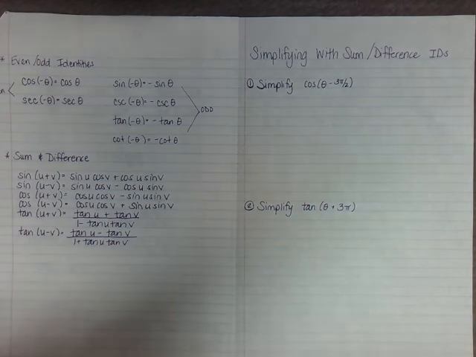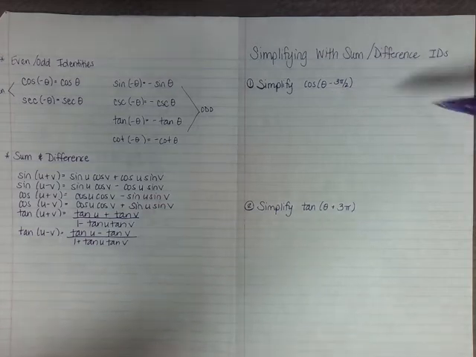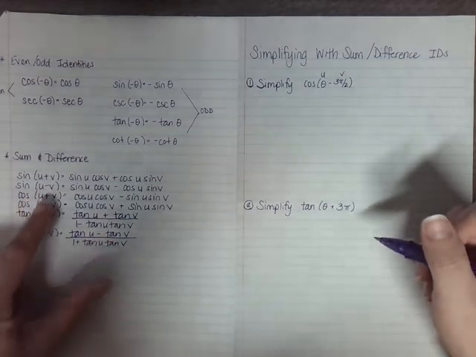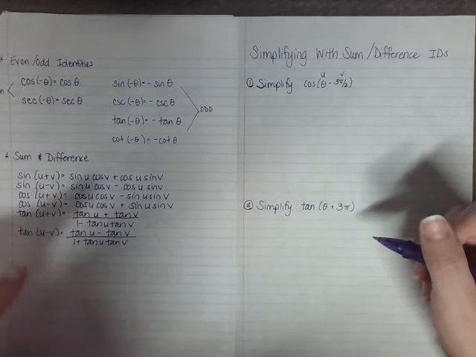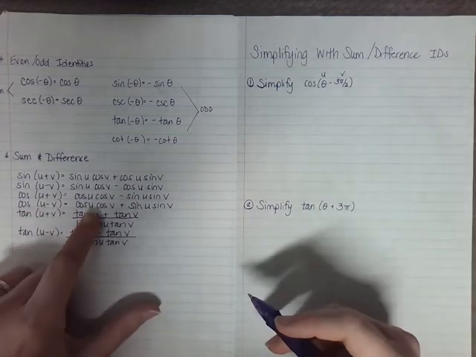In this video, we're just going to simplify some trig expressions using our sum and difference identities. So the first expression that we want to work with is the cosine of theta minus 3 pi halves. So you can go ahead and set that up as your u and v, and we're going to expand this out using our formula and see what we can do from there.